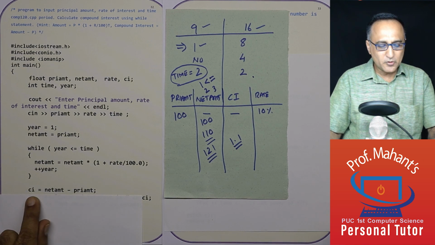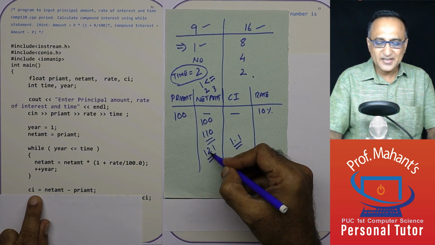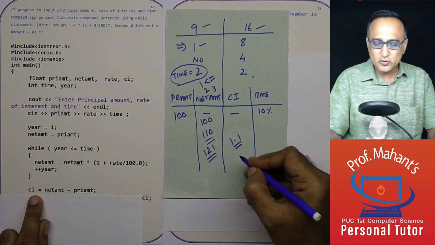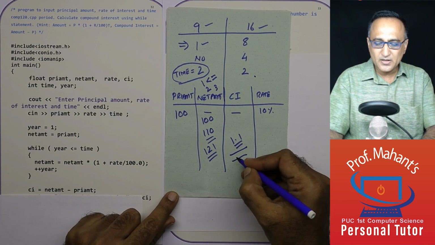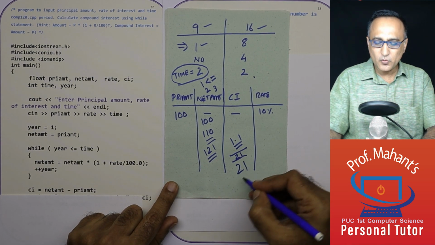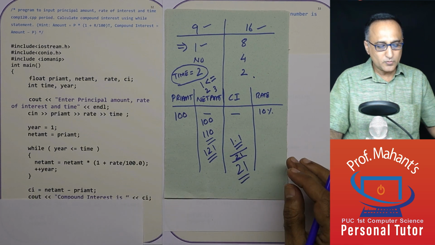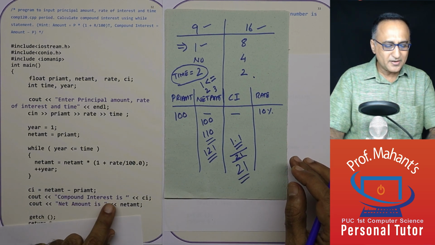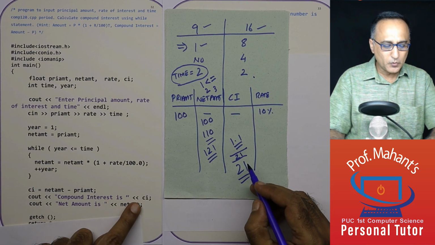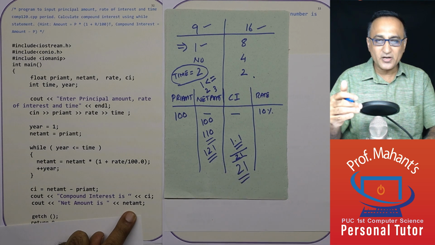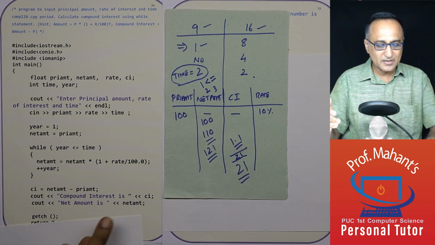Now, what is the compound interest? Compound interest is the net amount minus the principal amount, that is 121 minus 100. So compound interest is now equal to 21 rupees. Now I'm going to simply print the result. Compound interest is CI, it is going to print 21. Now the net amount happens to be 121. So I have calculated the compound interest and the net amount, and I'm going to do a return 0 and halt.